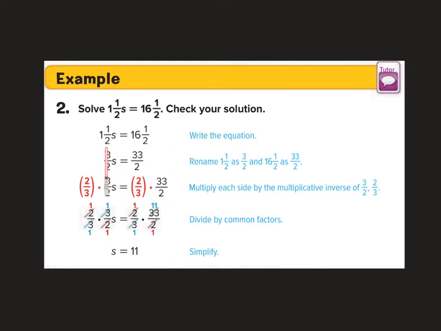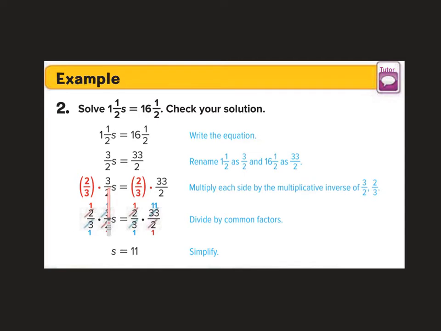The first thing we have to do is convert our mixed numbers to fractions. So to do that process, we take 2 times 1 and add the numerator. So 2 times the whole number, 2 times 1 is 2, plus 1 is 3, and we keep our same denominator. So 1 1/2 becomes 3 over 2. Same process for 16 1/2. 2 times 16 is 32, plus 1 is 33, and again, keeping 2 as the denominator.